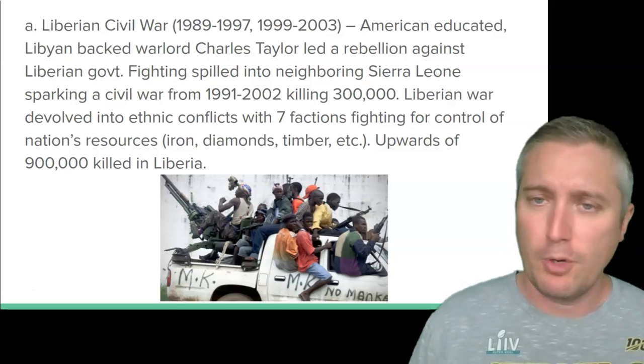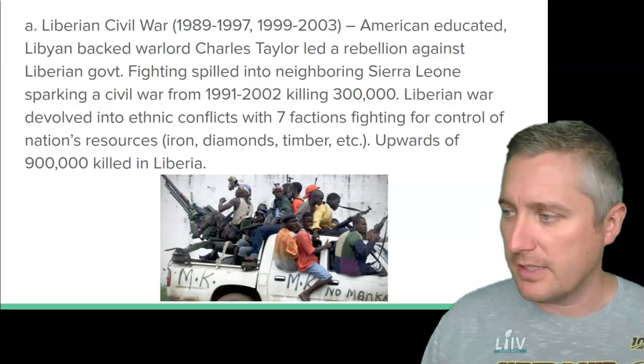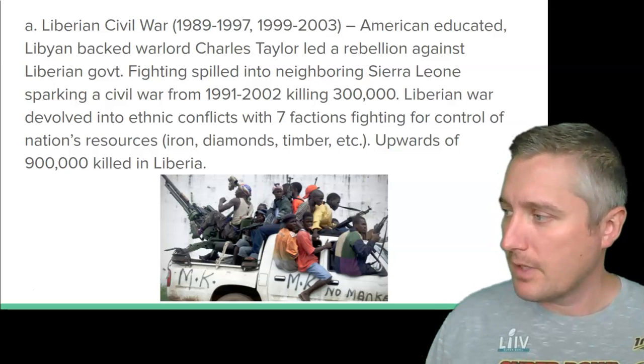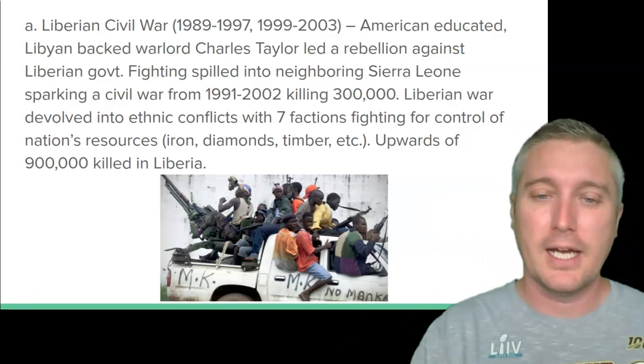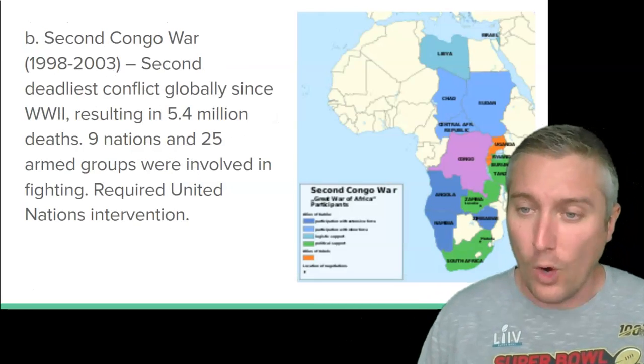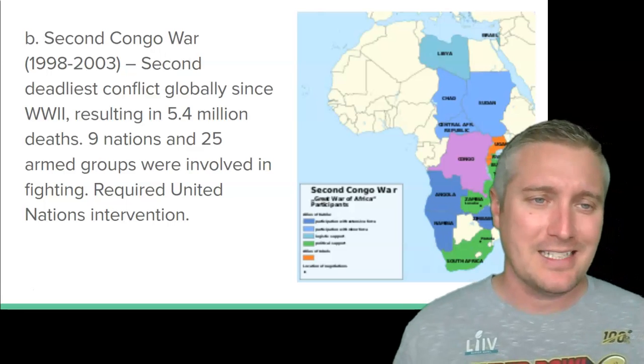That's just one small nation, and it's truly tiny. I would argue it's probably the size of, I don't even know, maybe Massachusetts. I mean, it's not big at all, but almost 1 million people dying in this conflict, and that's just one example. The second example we'll look at is the Second Congo War.